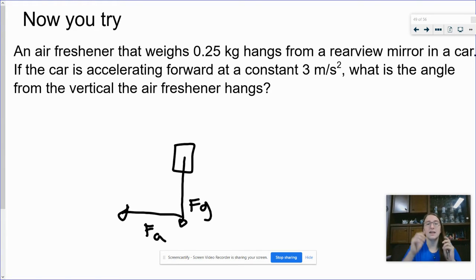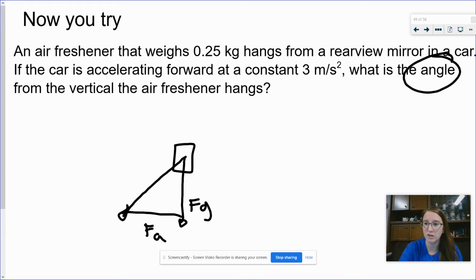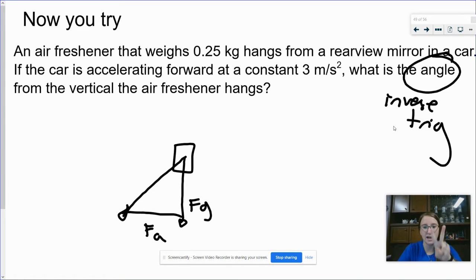Again, if you have something inside an object that is accelerating, when we are accelerating, the object feels the force in the opposite direction. Even though it's going forward, we feel the force going the opposite direction. This always works that way. So what you should have done here is realized if it says what is the angle, this means we have to do inverse trig, which means we need to find at least two sides of our triangle.